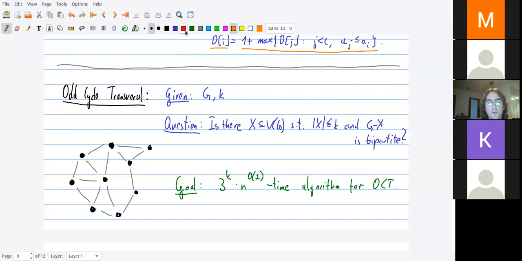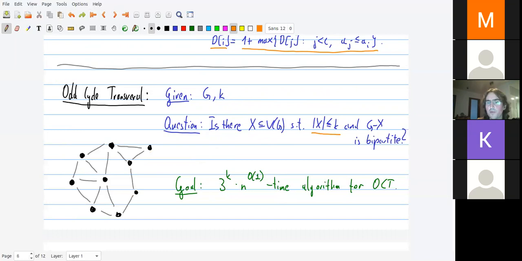So let me go to the next example. The example that was actually an original example where the iterative compression was discovered. This is the example of the odd cycle transversal problem. So now we are given again a graph, and we would like to delete k vertices from my graph in order to get a bipartite graph.